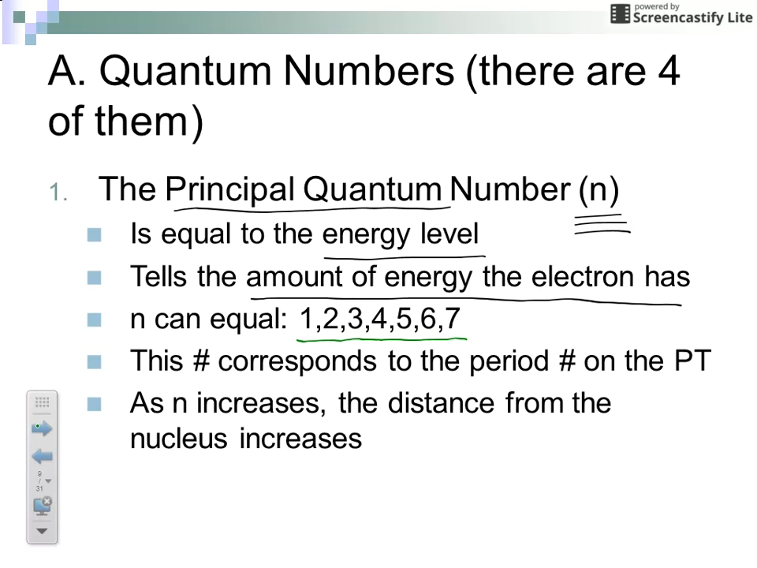just like the period on the periodic table. The N quantum number always corresponds to the period number on the periodic table. So it's very easy to find if you have a periodic table in front of you.